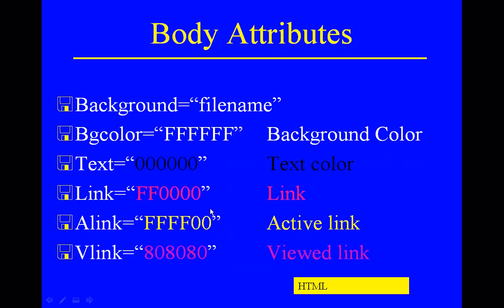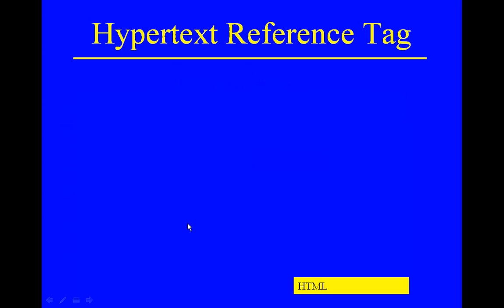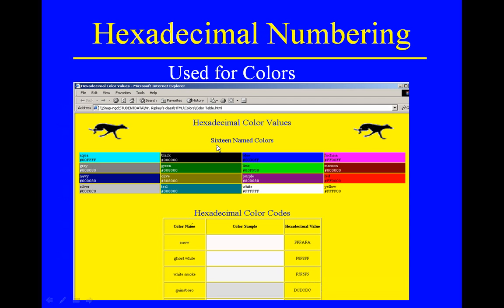Okay, with that body tag, we had attributes for a background color. We can have a color or a file name, and a different coloring for text, links, active links, and viewed links. We know we're talking about hexadecimal numbering. Hexadecimal numbering has to do with colors. Make sure we know that hexadecimal numbering has to do with colors.